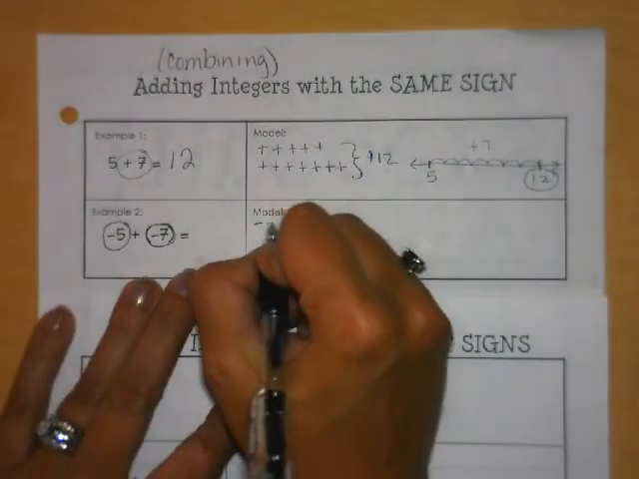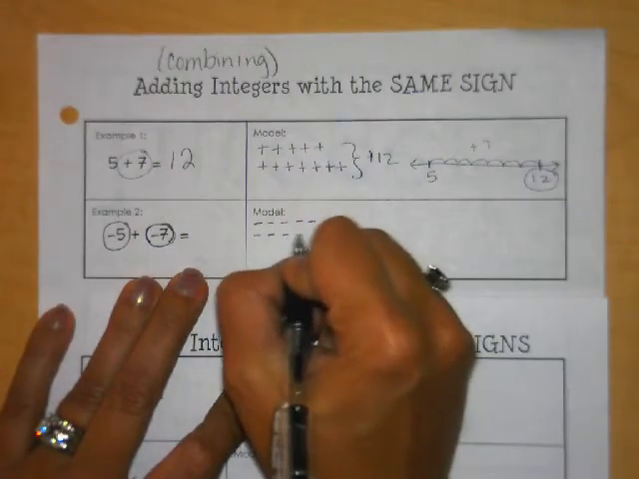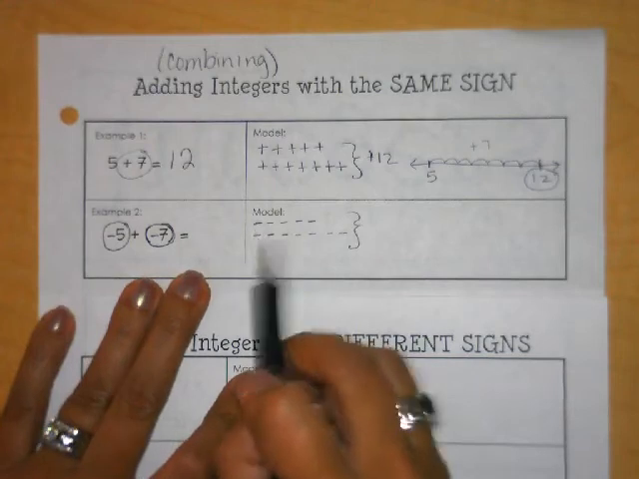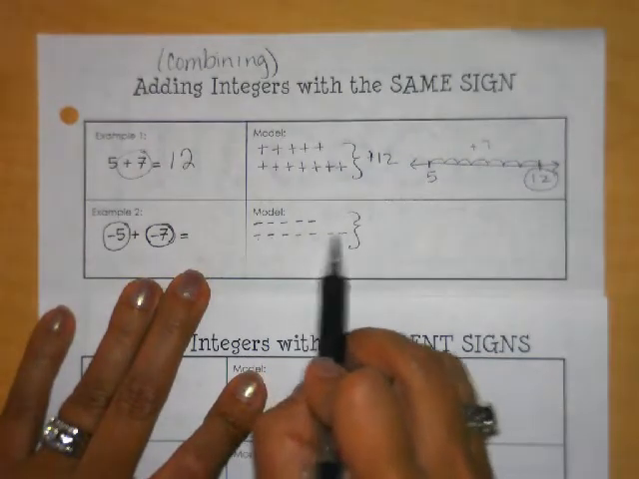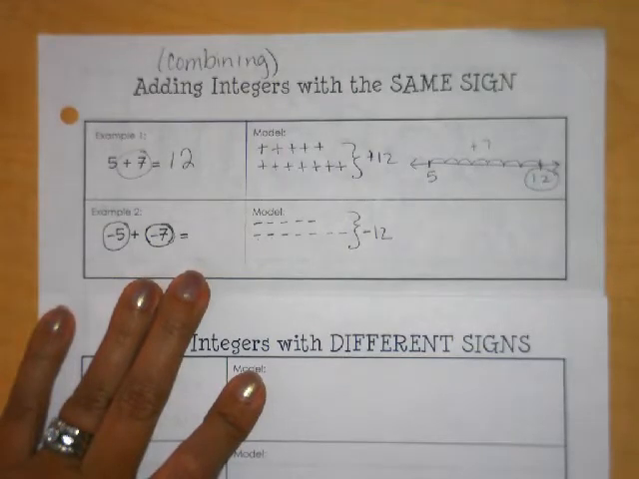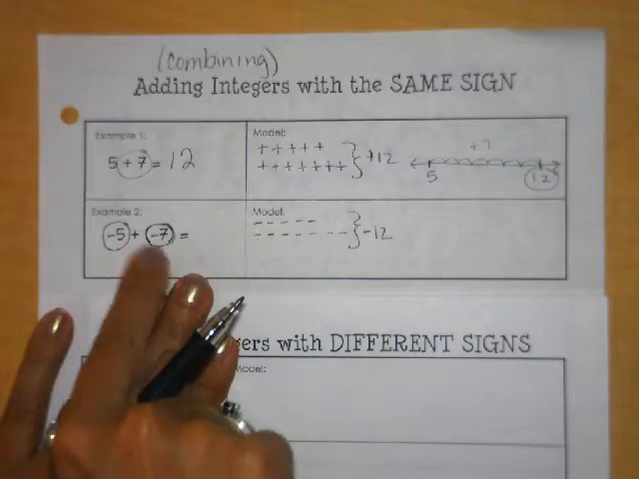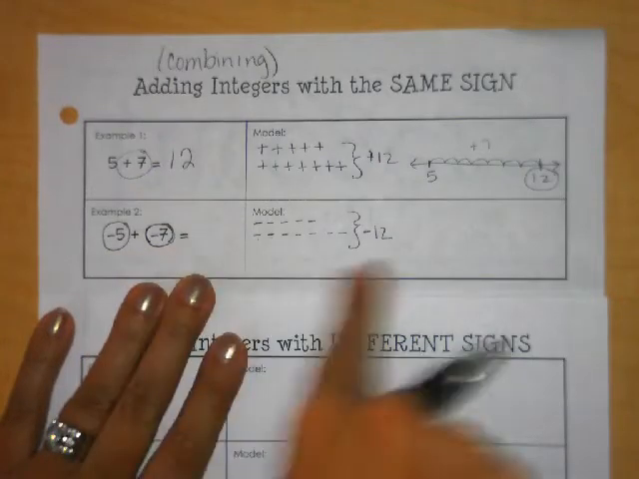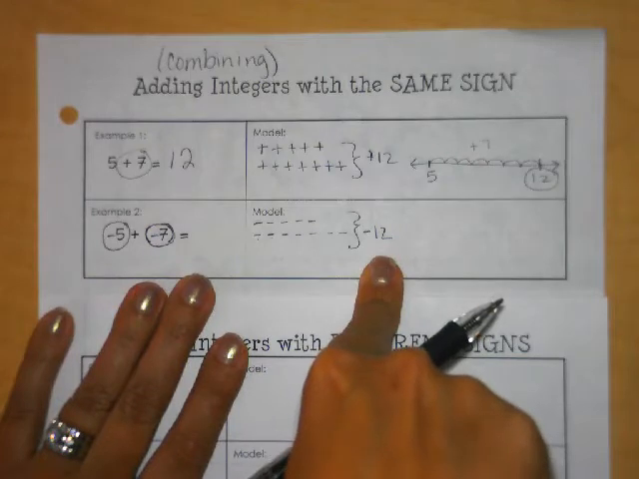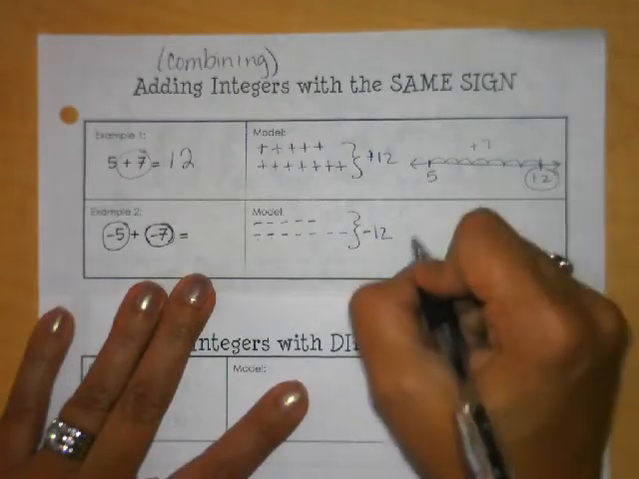I have 5 negatives. I have 7 negatives. So altogether I have 12 negatives. So this is essentially saying you owe mom $5 and you owe dad $7, so now you owe $12. Okay? So we're still adding them together technically and seeing what we have.